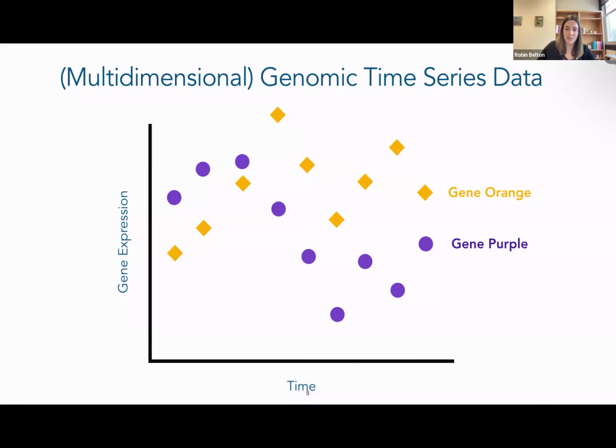And the data that we're working with is discrete. So it's gene expression taken from a cell over thousands of genes, and it's only taken at a finite number of time points. And so here's just a very simple toy example of two genes, the orange gene and the purple gene.